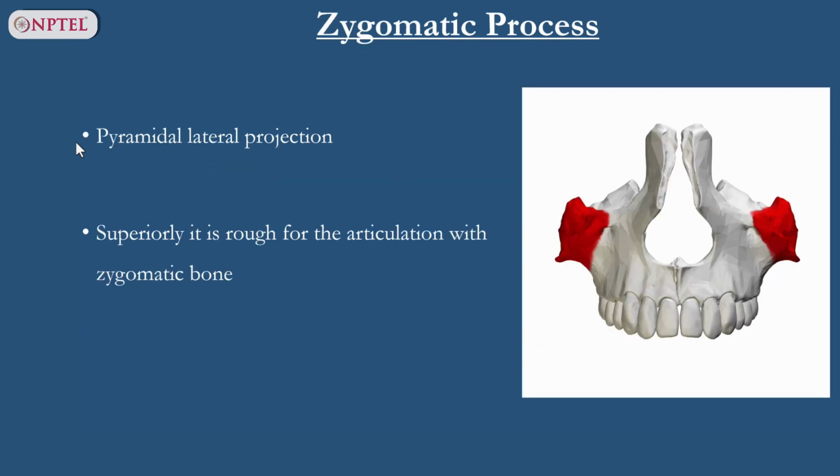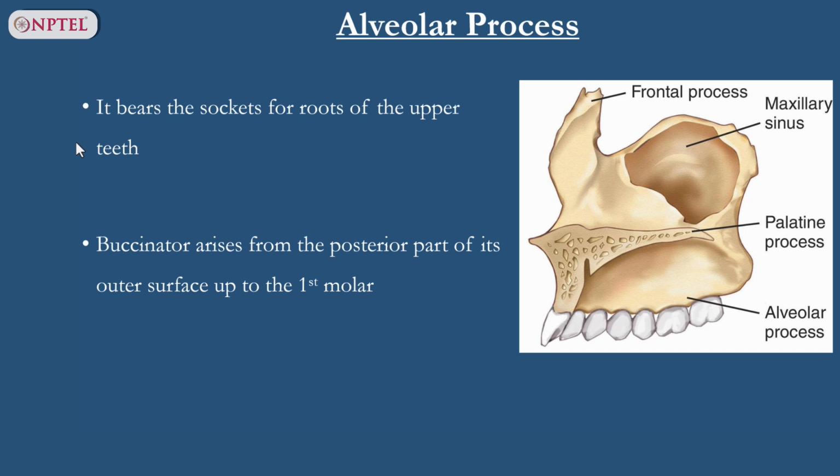The zygomatic process of the maxilla is a pyramidal lateral projection and its superior surface is rough for articulation with the zygomatic bone. The alveolar process of the maxilla bears the sockets for the roots of the upper teeth. The buccinator muscle arises from the posterior part of its outer surface up to the region of the first molar.